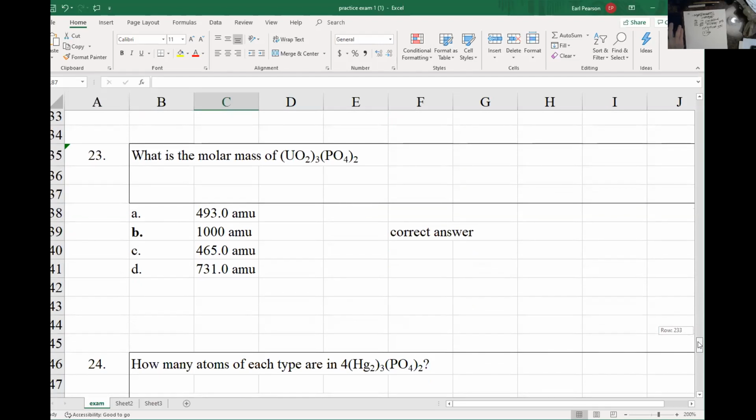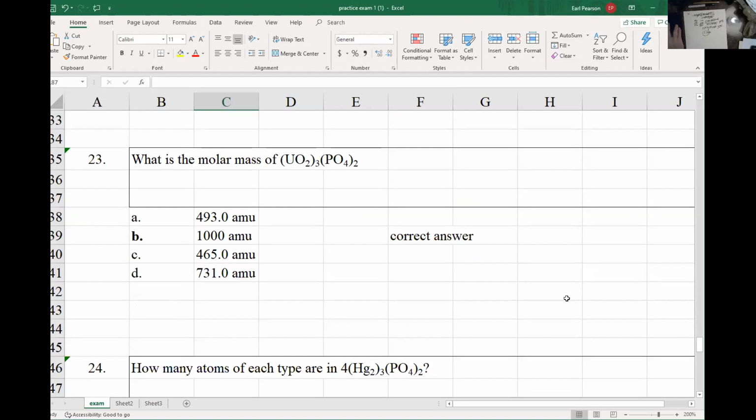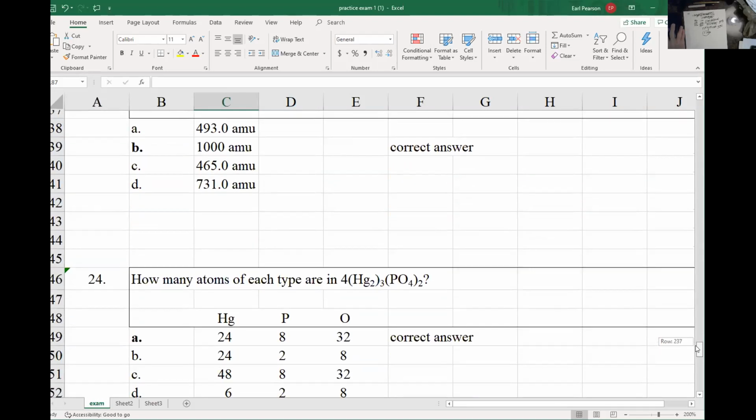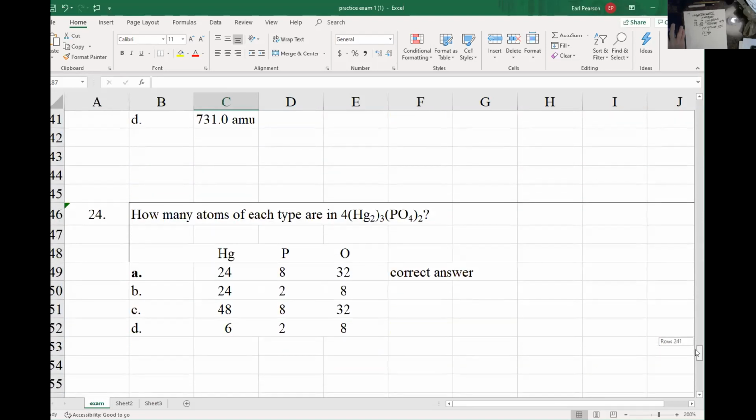The molar mass of this, does anybody need me to work that one out? I'll just tell you verbally, you've got 3 uraniums, 2 phosphoruses, and 6 and 8, 14 oxygens. Add them all together, looks like it comes out to 1,000 or something, rounded off to 1,000.